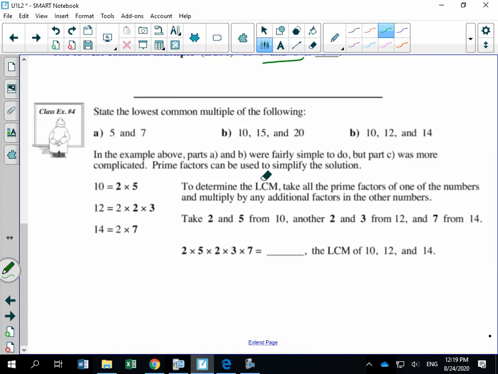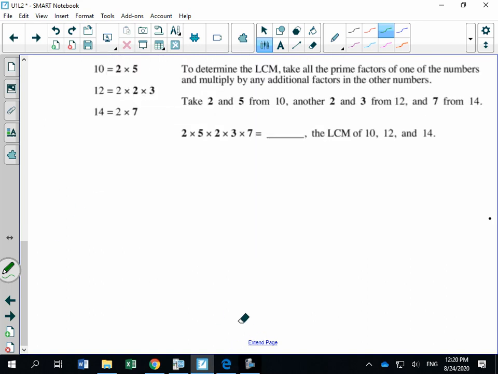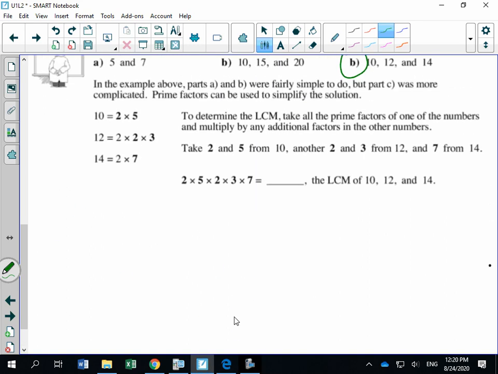Okay, let's do, for number 4, which number do I want to do? I want to do this one with you. So let's find the lowest common multiple of 10, 12, and 14. Okay? And what we're going to do is use what's called our prime factorization. So we're going to do what we did in GCF: 10, 12, and 14, and you're going to break down these numbers as a product of the primes. So do the prime factorization.